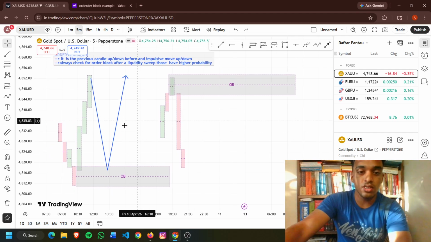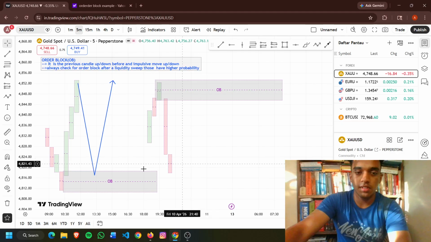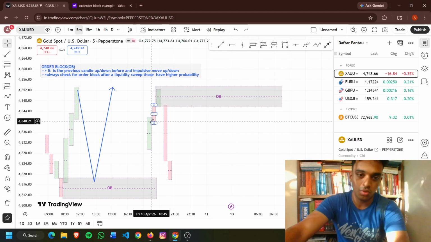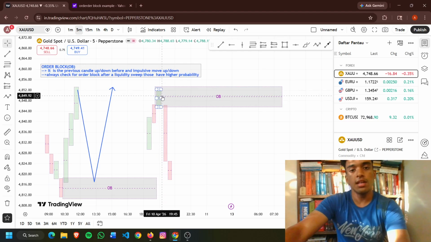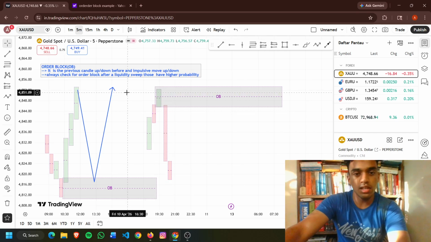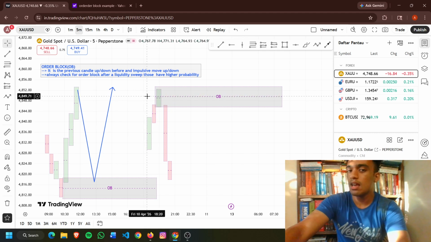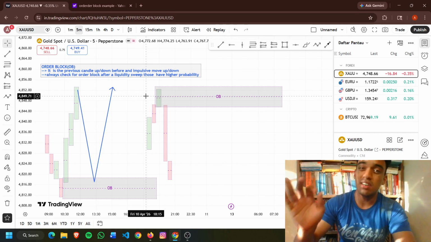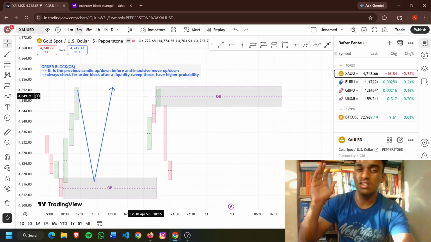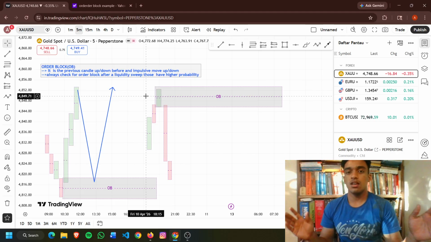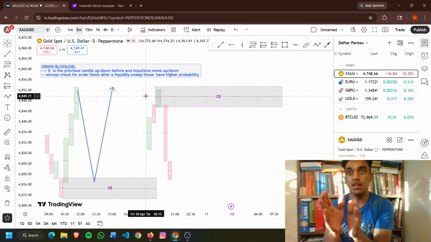This is a bullish order block because it's tapping and going up, and this is a bearish order block. The market was uptrending, then suddenly an impulsive downtrend happened. Usually this will happen only after a liquidity sweep. You should make sure this is after a liquidity sweep, or else it won't work. It will work most of the time, but do not go for those kinds of order blocks. I want you to go for order blocks which are just after or before a liquidity sweep.